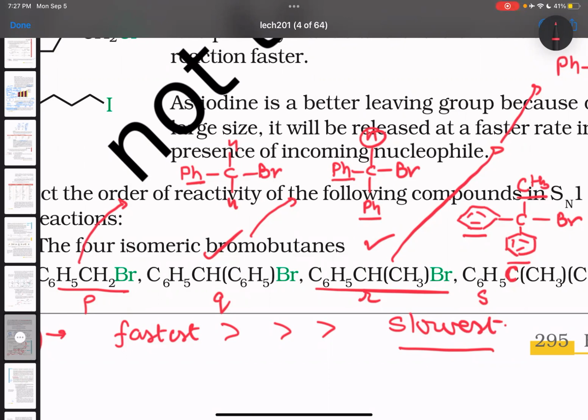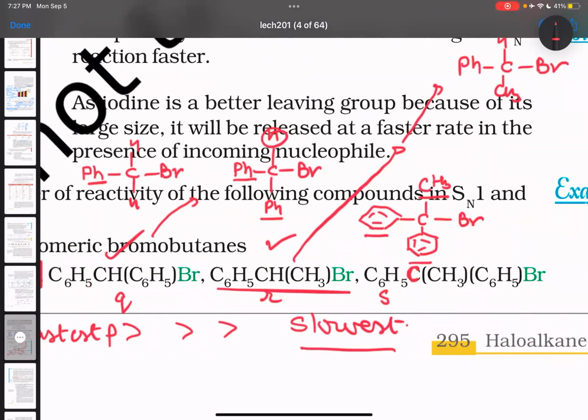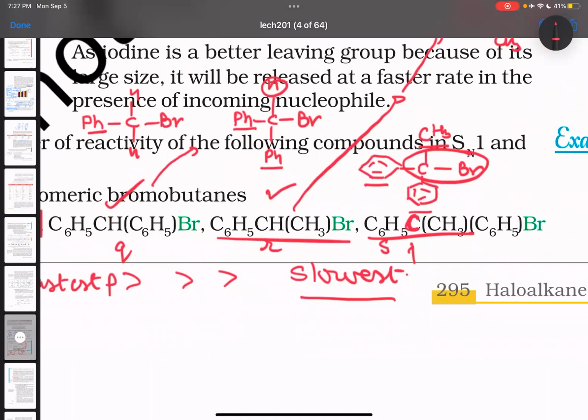Yes, sir, clear. So where it is going to happen more quickly, you need to compare the hydrogens not everywhere, only on the carbon atom where the Br is connected. So P is the fastest. And here you don't have any hydrogen on this carbon atom where the Br is connected, so this is going to be the slowest. So the slowest one is going to be S.